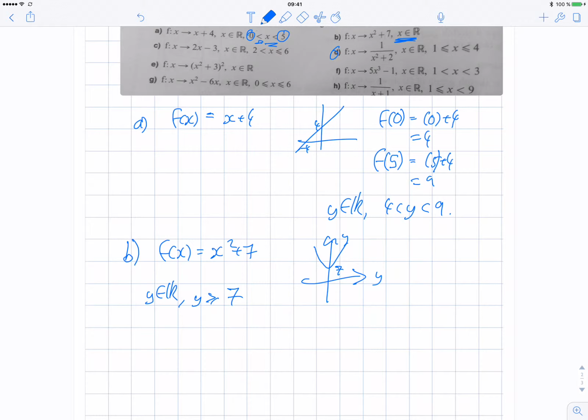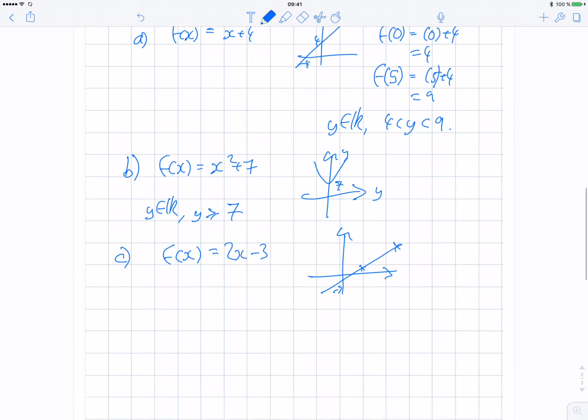So back to C. So f of x is 2x minus 3. Do a quick sketch. I know it's got a gradient of 2. Actually, I've just drawn that slightly wrong. So it just goes through at -3. But it's an increasing function where we've got 2 is going to be at the smallest point and 6 is at the greatest.